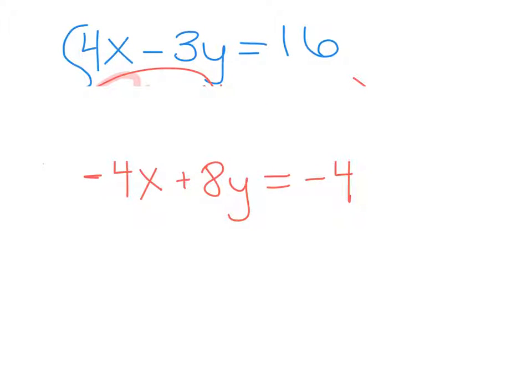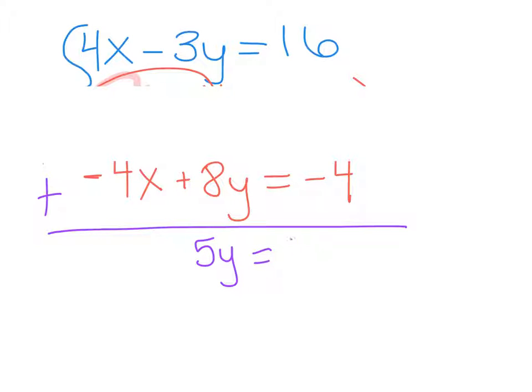Now I've removed that second equation because I created an equivalent equation, so I don't need that second equation. Now I'm ready to add. 4 minus 4, or 4 plus negative 4 is 0. Negative 3 plus 8 gives me 5. And then 16 plus negative 4 gives me 12. If you want to think of it, 16 minus 4, it's the same thing. Now, if 5y is 12, y equals 12 fifths, because we would divide by 5 as our last step. Now, we're not done. We have to use y to solve for x.